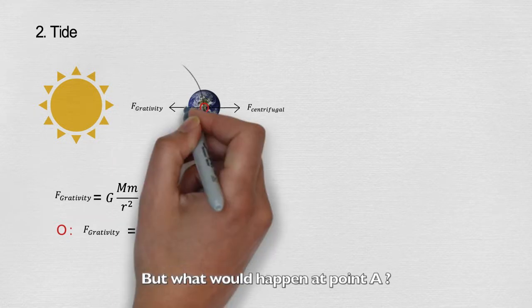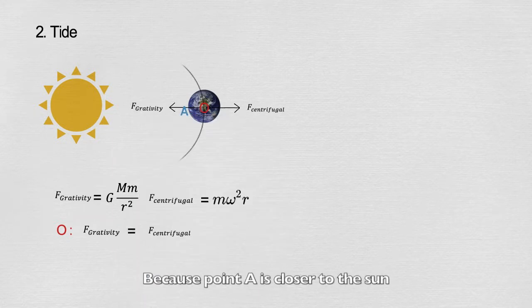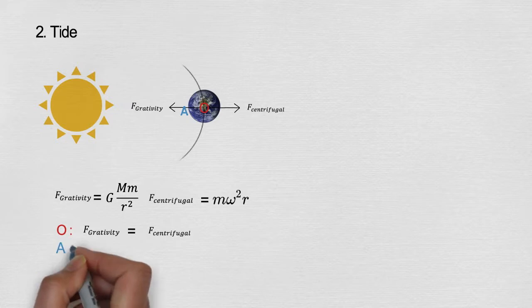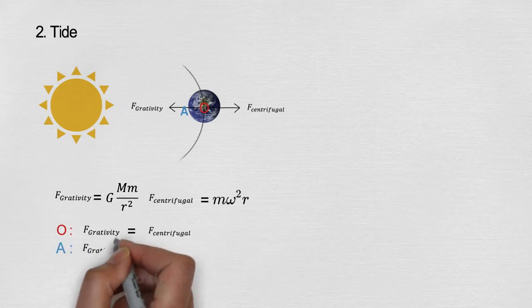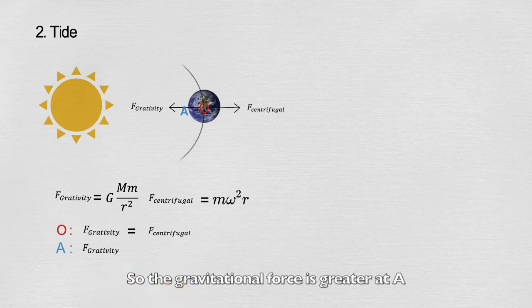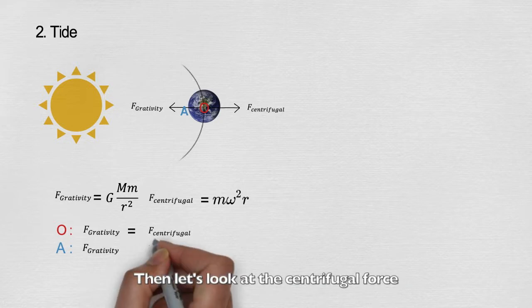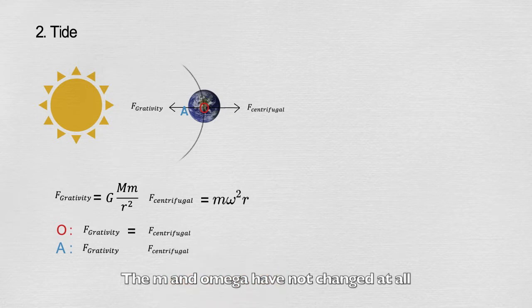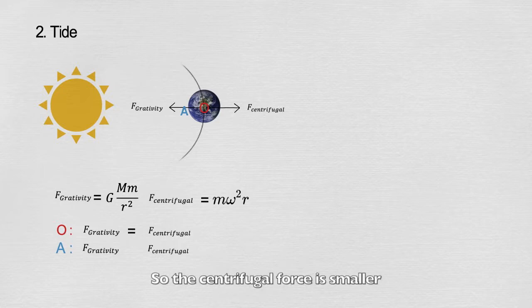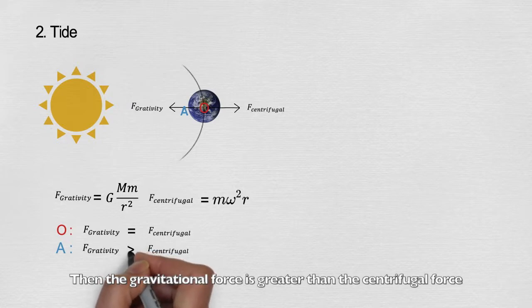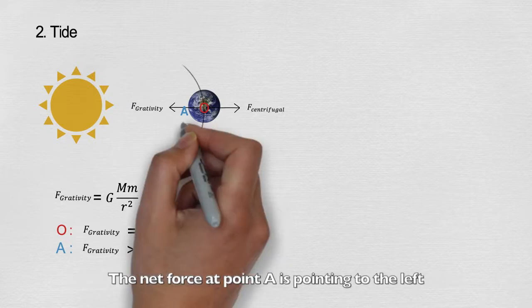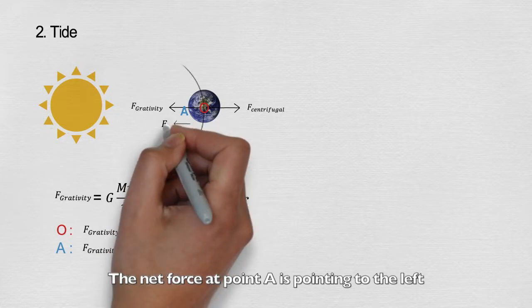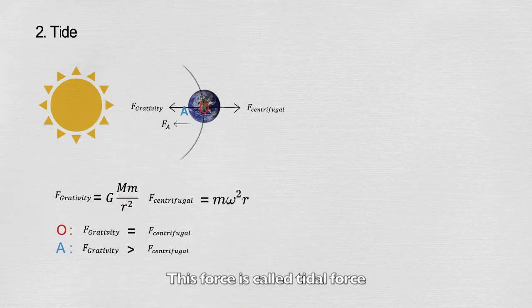But what would happen at point A? Because point A is closer to the sun, R is smaller. So the gravitational force is greater at A. Then let's look at the centrifugal force. The m and omega have not changed at all, but the r is smaller, so the centrifugal force is smaller. Then the gravitational force is greater than the centrifugal force. The net force at point A is pointing to the left. This force is called tidal force.